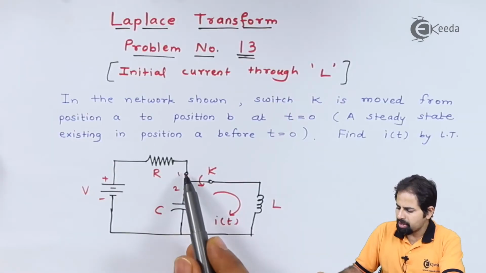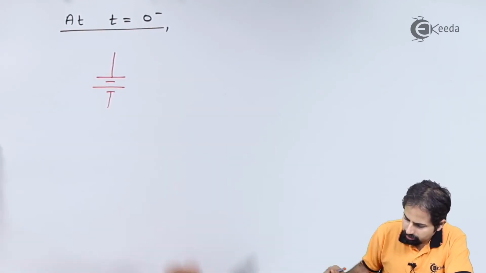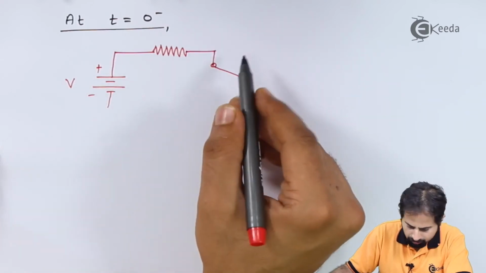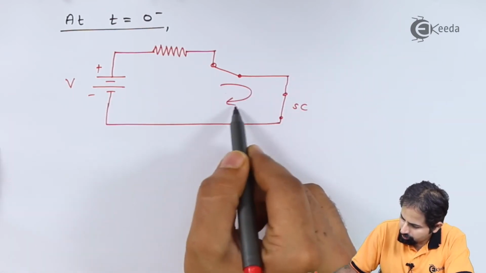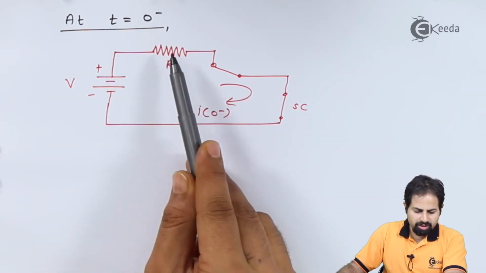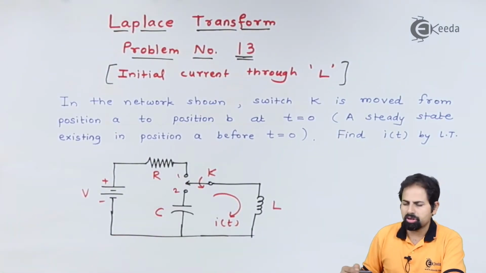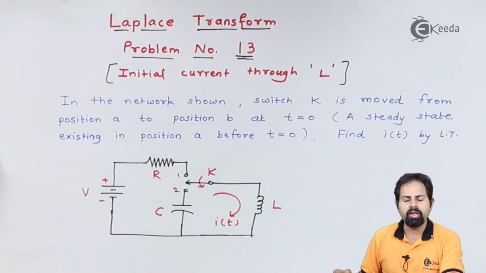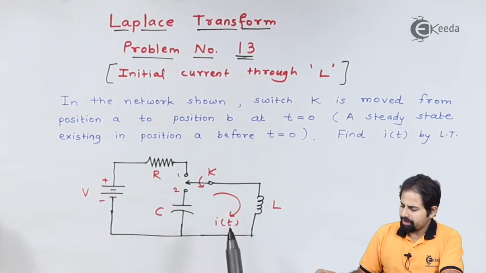Of course, this switch is at position 1, so this part is not relevant. So this is the circuit. You can see there is resistance R. This was our original circuit. Resistance will be as it is because the switch is at position 1. Then this inductor will become short circuited because steady state is existing in position 1, and this capacitor will not come. Well, the circuit is what I have drawn here.